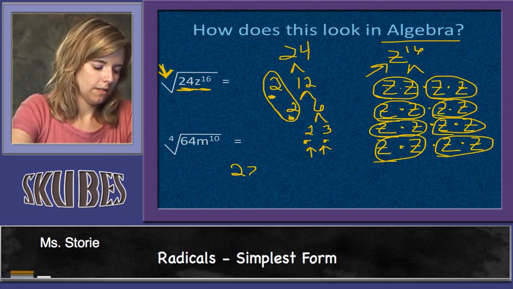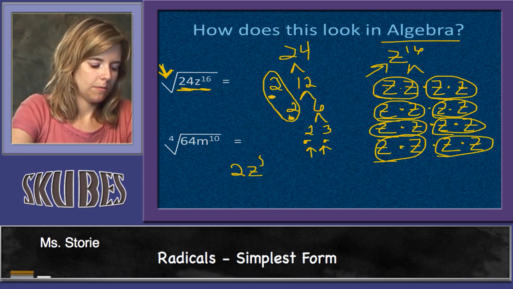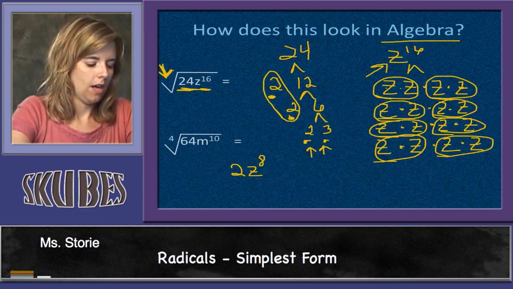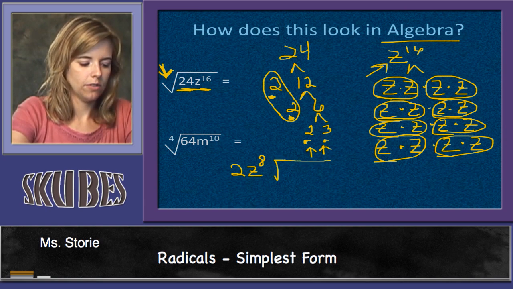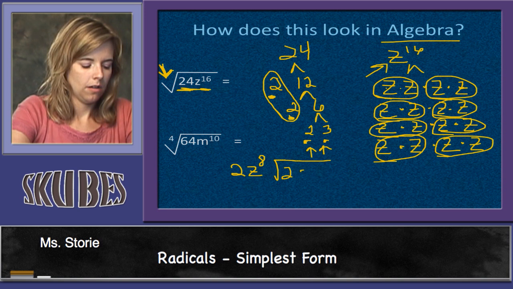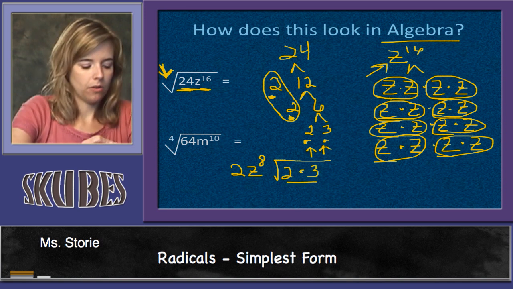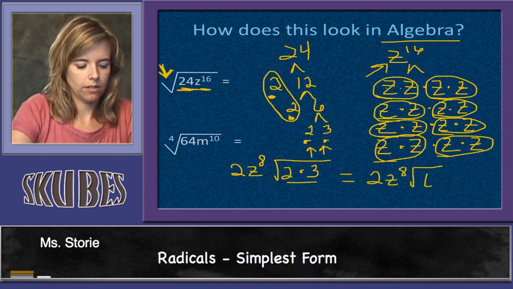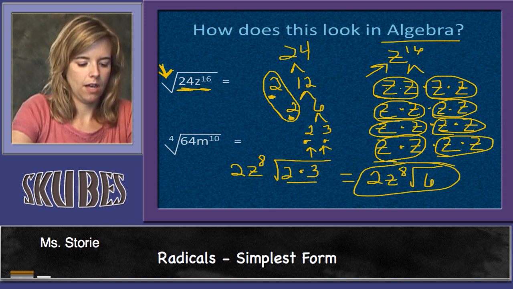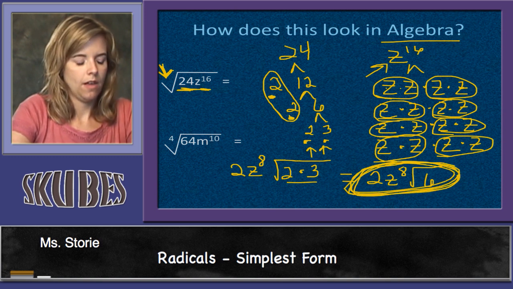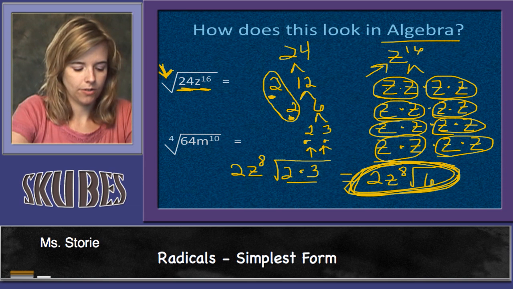So that means however many groups I have becomes my new exponent. Now, we did have some leftovers, so we have to have our radical sign with the leftovers of 2 and 3. But that's not fully simplified yet. You actually have to multiply them out. So your final answer is going to be 2z to the 8th radical 6. Right there. That's your fully simplified answer.